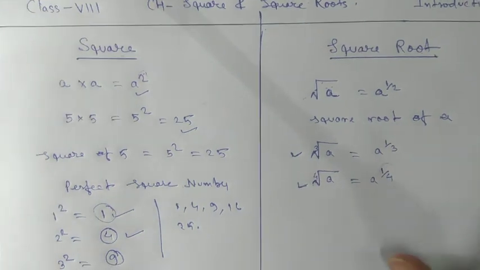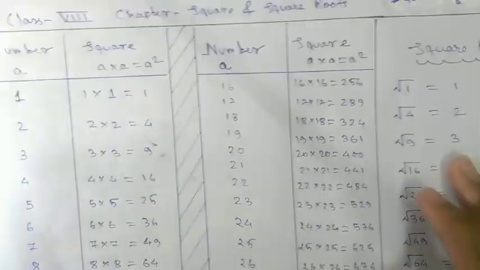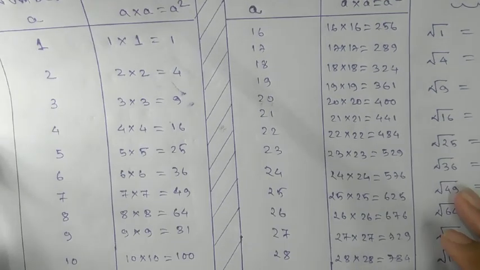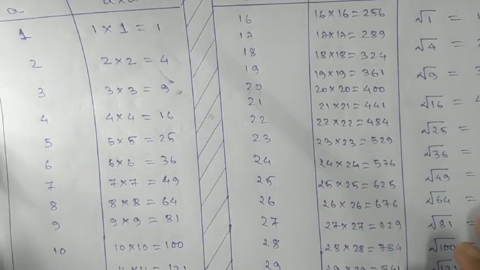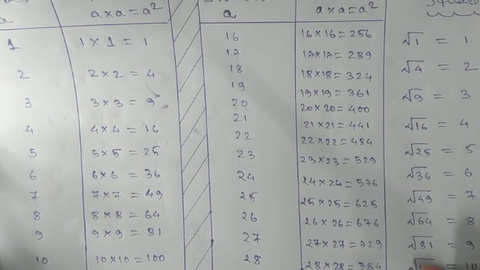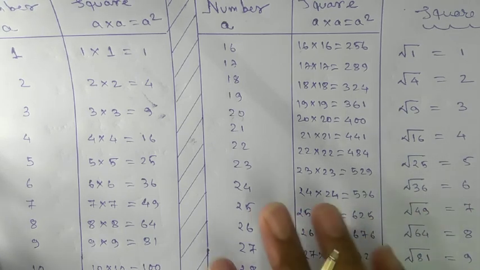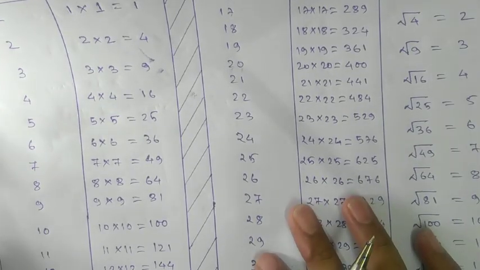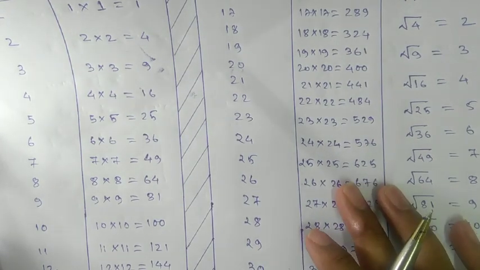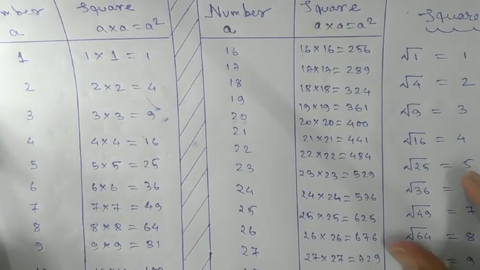Okay, so here we have the squares of the first 30 natural numbers. You need to learn all of these. I have written from 1 to 30 here. You need to keep it in your copy, make a note of it and learn it. If you learn up to 30, according to your syllabus, 30 is enough. If you want to learn more than that, it will be good. So the first 30 squares you need to learn.